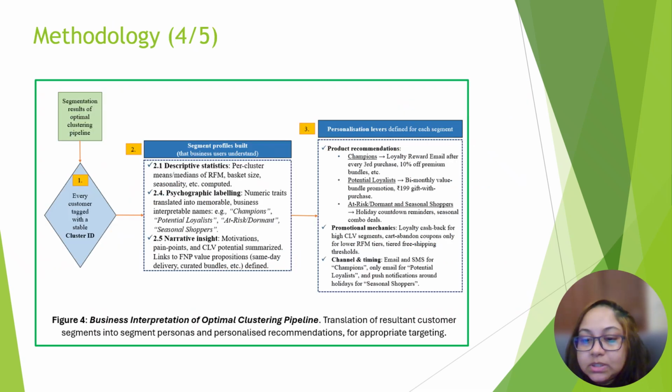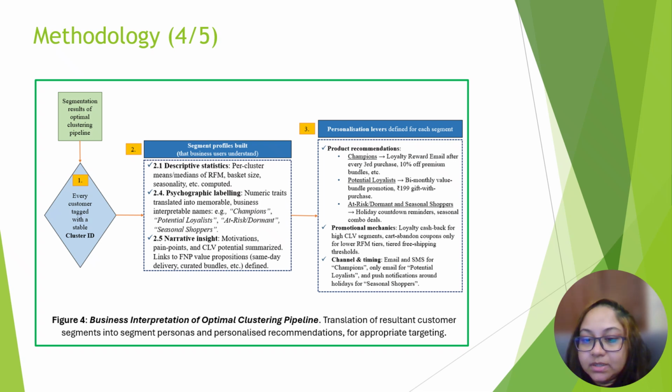Once the optimal clustering pipeline was finalized, the resultant cluster labels, which represent the different customer segments, were used to profile the segments for generating customer personas, followed by personalization mapping for appropriate customer targeting.